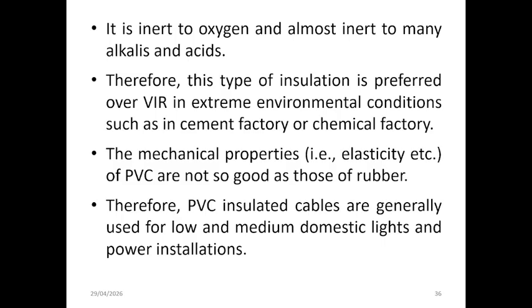So this slide highlights the advantages and limitations of PVC insulation. PVC is chemically stable and resistant to oxygen, alkalis, and many acids, making it suitable for harsh environments such as cement and chemical factories. However, its mechanical properties such as elasticity are poorer compared to rubber. Therefore, PVC insulated cables are mainly used in low and medium voltage domestic lighting and power installations.